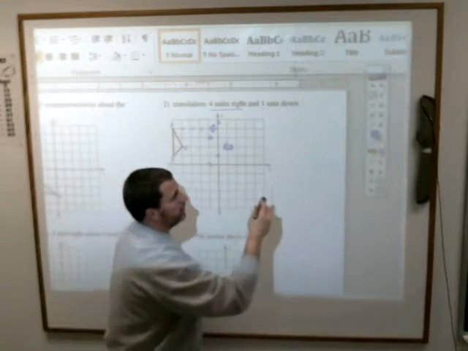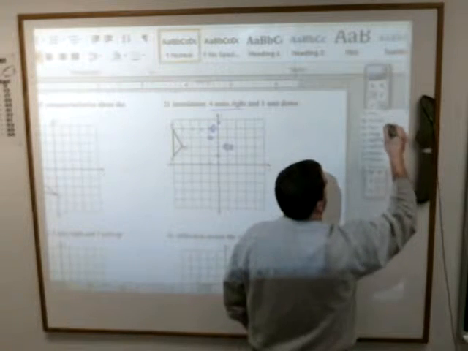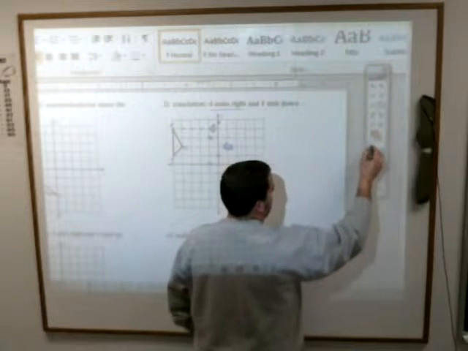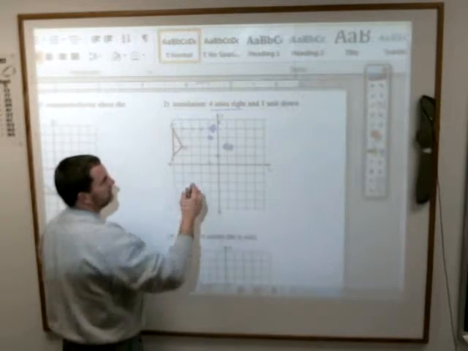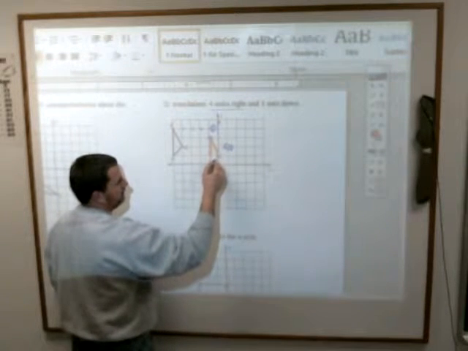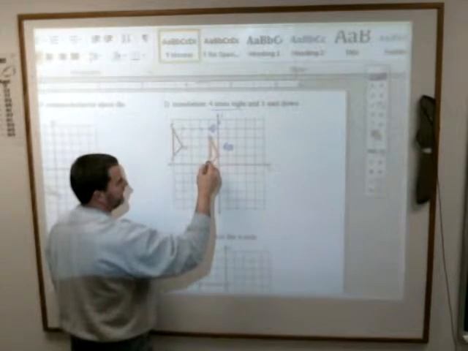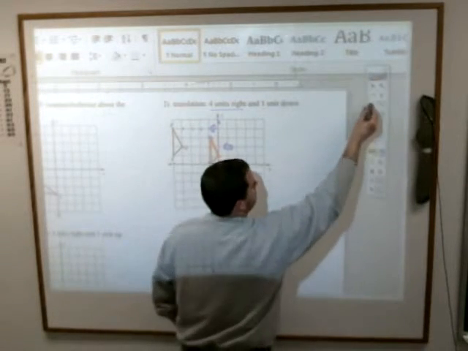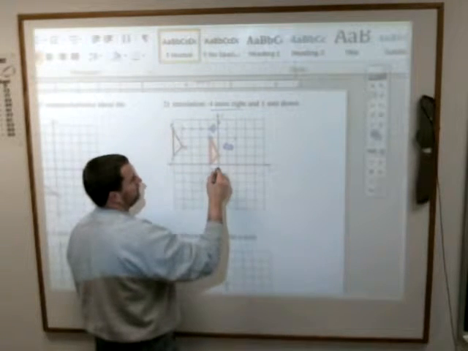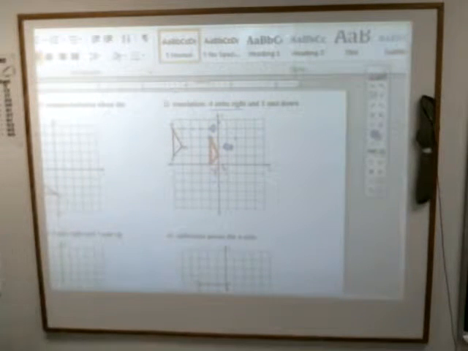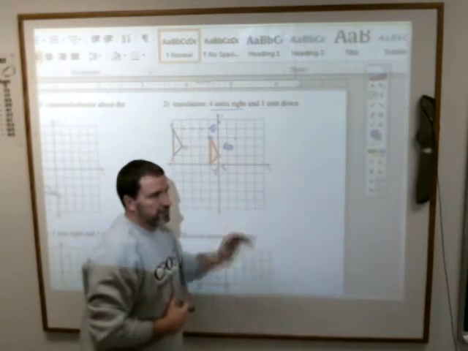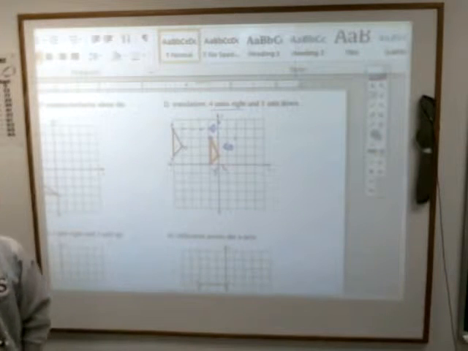Once you have all of your points, then feel free to take your ruler, your straight edge, and redraw that shape. Yours, I'm sure, won't look as good as mine because I am a trained professional. G prime, Y prime. And that would be the translation, the slide that goes over 4, down 1. It's really not that difficult.